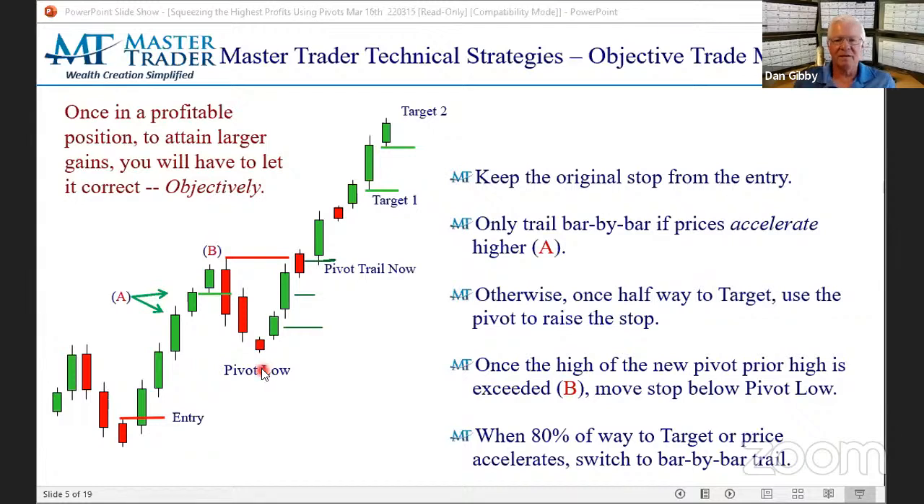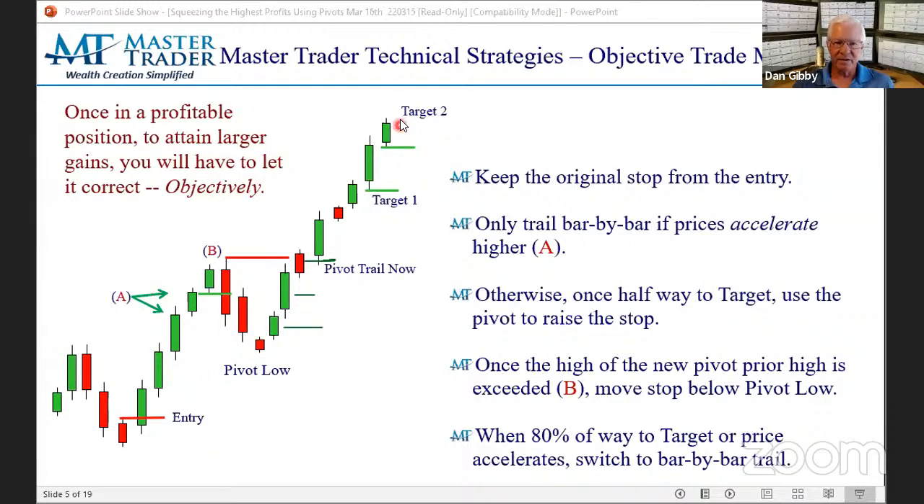This is so black and white. You could have your computer do this for you. Once you're 80% of the way to your target, so Greg just wrote on here target 1, target 2, so I'm at 80% of the way. Then, and prices are accelerating, go ahead and just trail under a prior bar's low. This might rally 5 more bars, 2 bars. I have no idea. Let the stock take you out.